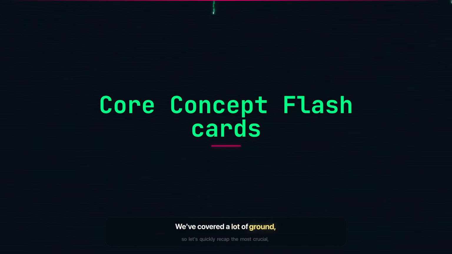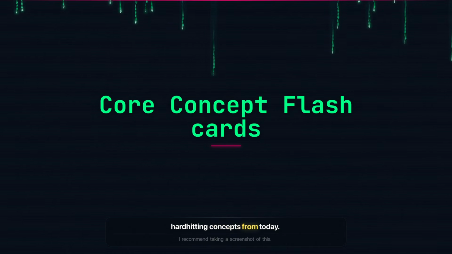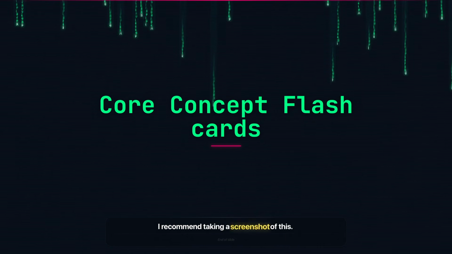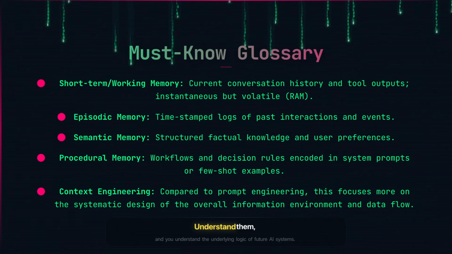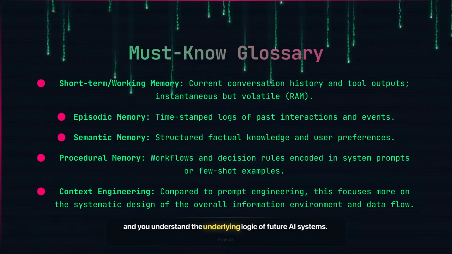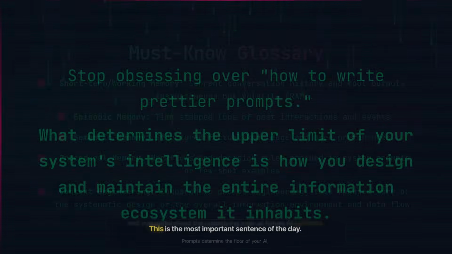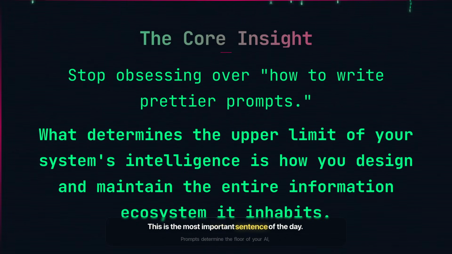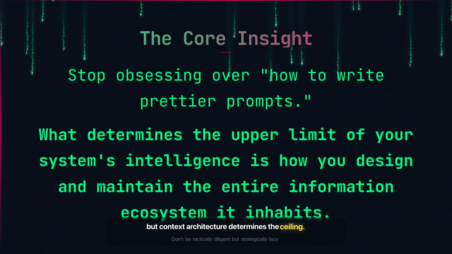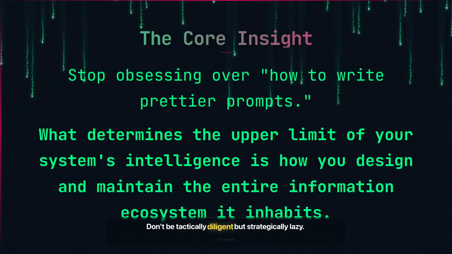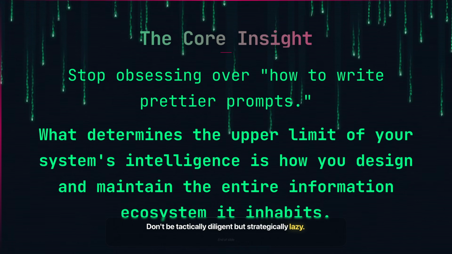We've covered a lot of ground, so let's quickly recap the most crucial, hard-hitting concepts from today. I recommend taking a screenshot of this. These 5 terms form the cornerstone of modern agent architecture. Understand them, and you understand the underlying logic of future AI systems. This is the most important sentence of the day. Prompts determine the floor of your AI, but context architecture determines the ceiling. Don't be tactically diligent, but strategically lazy.